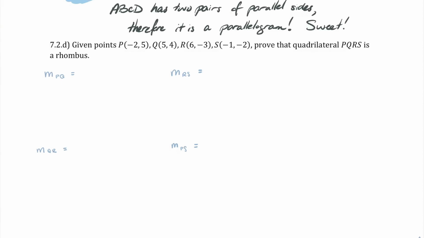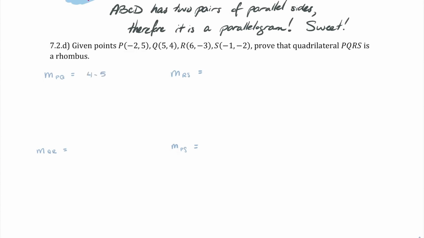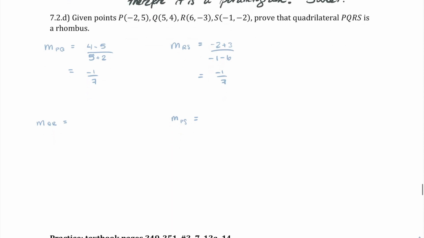All right, I've waited long enough. So, if we are going to go ahead and calculate the slopes, just double check that your answers match mine. Here we go. 5 plus 2, and that reduces to -1 over 7. And here we get -2 plus 3, and that reduces to -1 over 7. Look! We've got some parallel slopes, or parallel lines, because their slopes are the same.